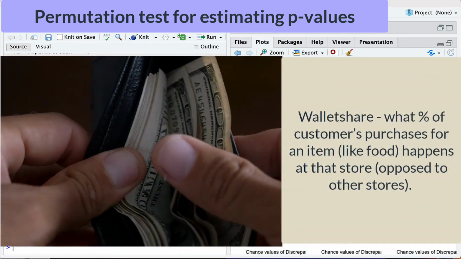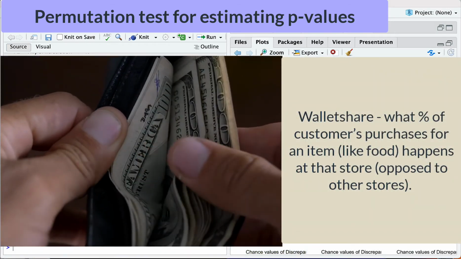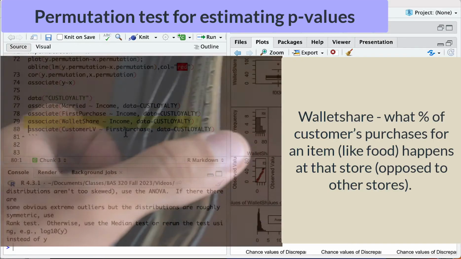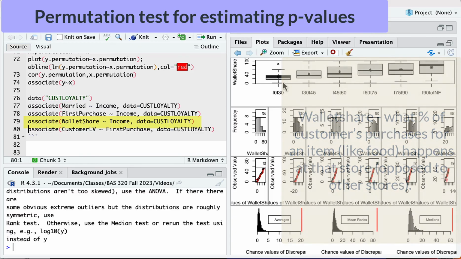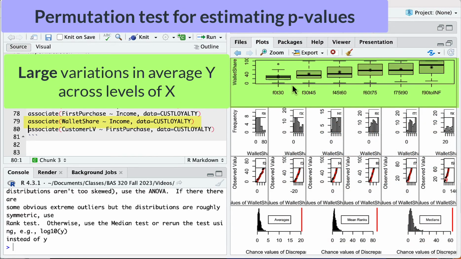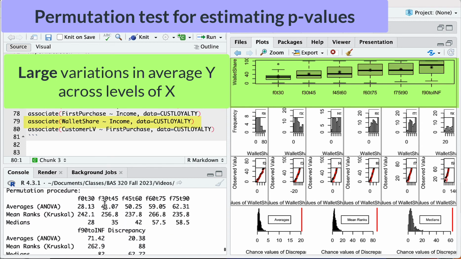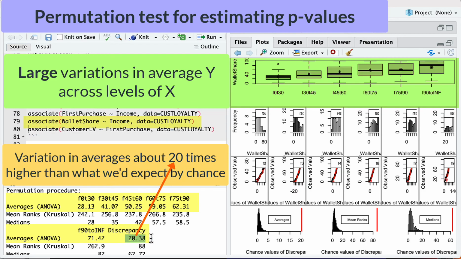Another example: if we compare the wallet share of these customers, what fraction of their money customers are spending on purchases at this particular store, we do see from the box plots actually a pretty substantial relationship. The higher the income, the higher the wallet share. If we compare averages and observe the discrepancy in those averages here, we find that there's a pretty big variation in those averages. The variation in those averages is about 20 times higher than we would expect by chance alone.